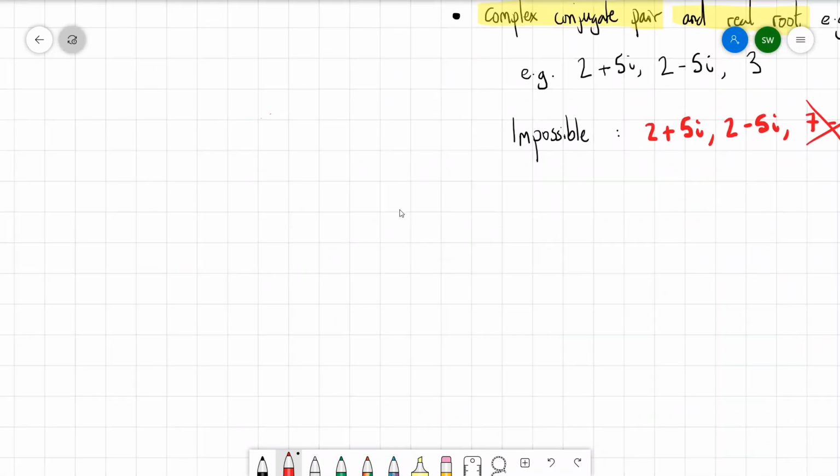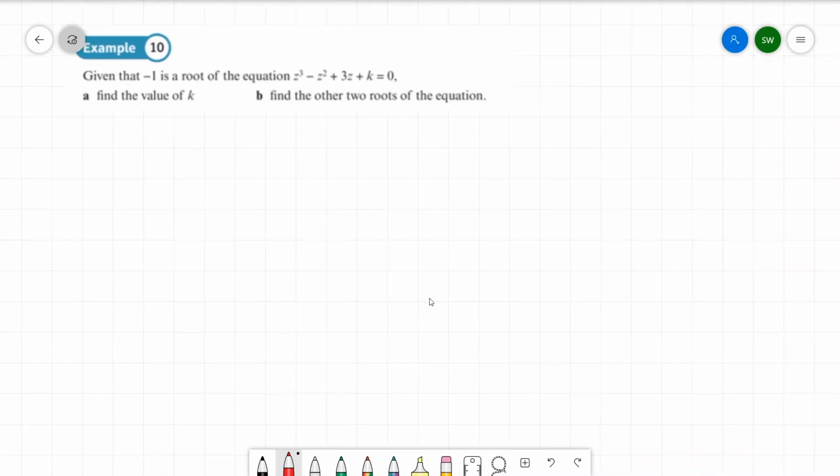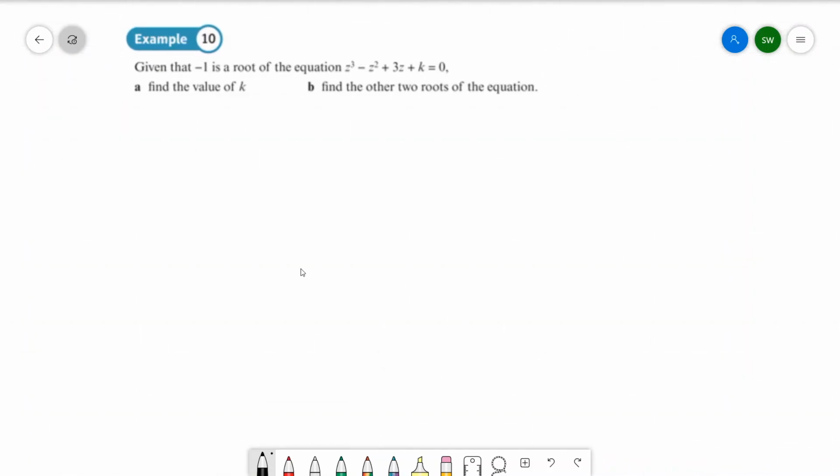So let's have a look at example 10. We've got this cubic equation, and we're told that minus 1 is a solution. To find the value of k, we can just substitute in z equals minus 1 like you normally would. So we know that minus 1 cubed minus minus 1 squared plus 3 times minus 1 plus k is equal to 0.